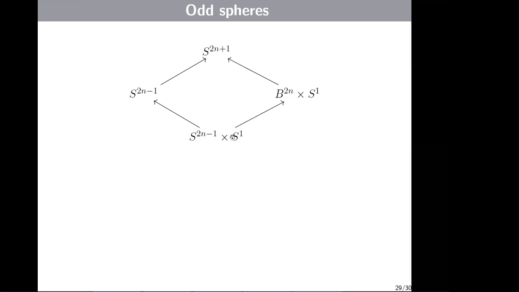Now here what you've got, this is just the action map. So the circle acting on the sphere is mapped onto the sphere. That's just the action map. S^(2n-1) is included as the boundary of the ball B^(2n). And S^1 is mapped to S^1 by the identity, okay? Now we can extend this action map from the sphere to the ball.